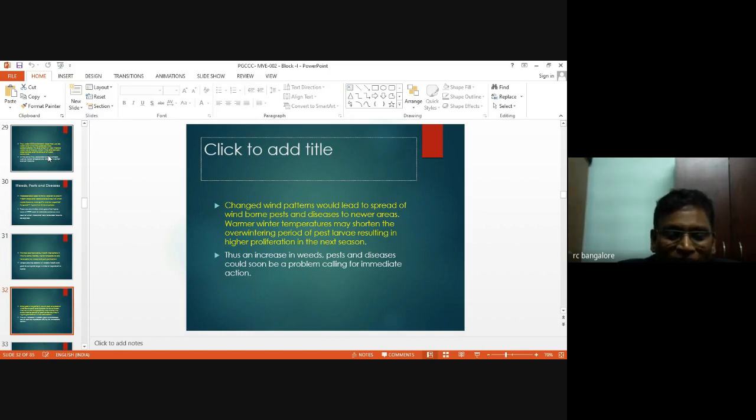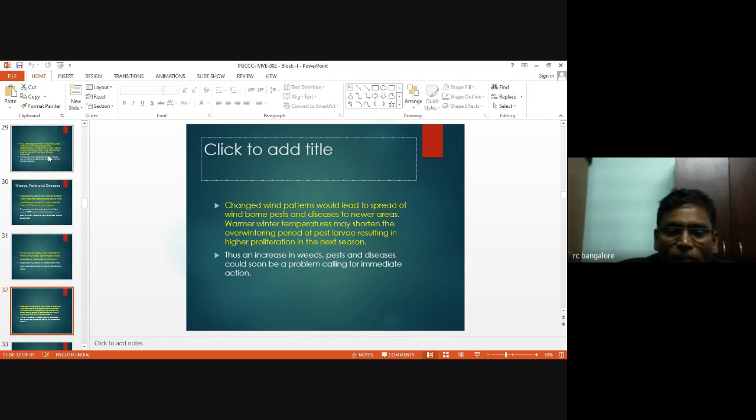So we can see changed wind patterns. Because of climate change, we can see unexpected wind which arises in one place and blows to another, and because of this, what will happen? It spreads windborne pests and disease to new areas. So the pest from one location will be carried to another location by the wind, where it will create damage and problems in the crops.